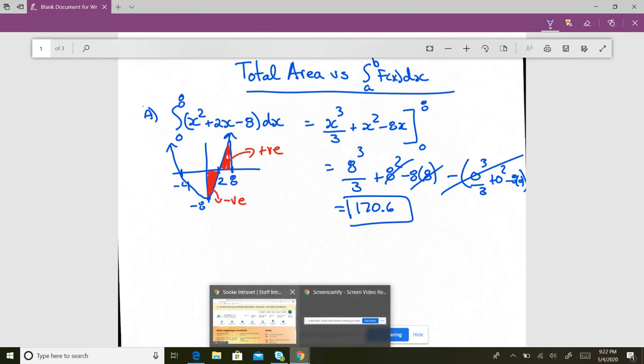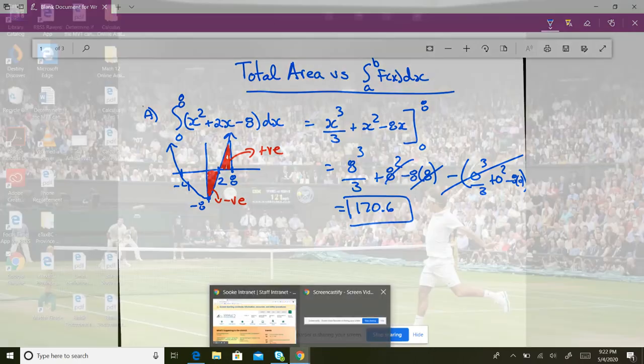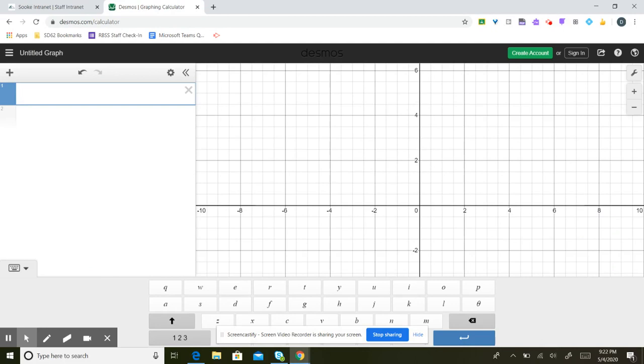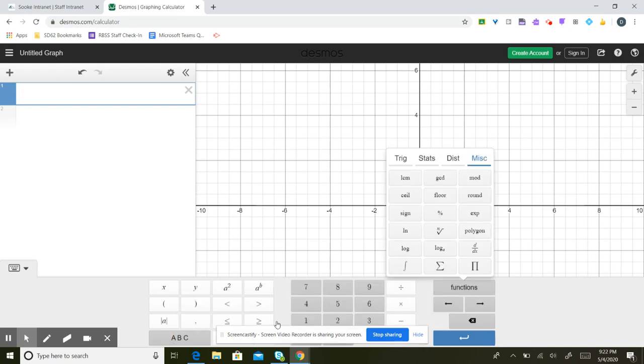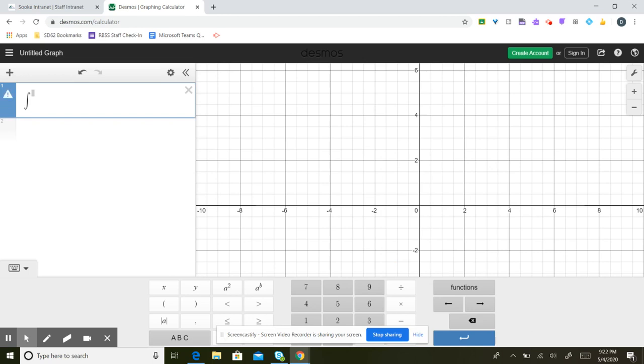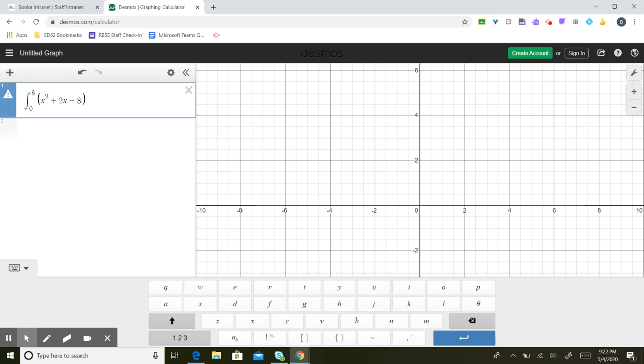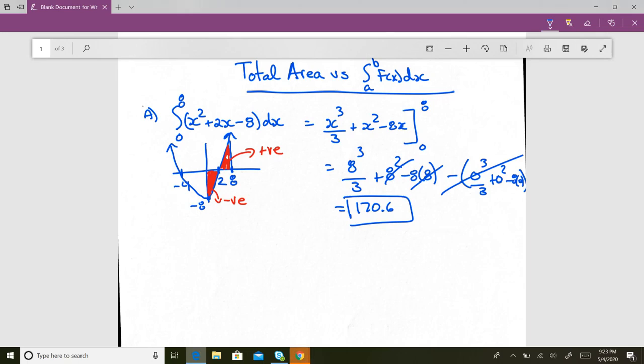I think this is a good tool to have. So if you go to Desmos and you enter your function, so go to functions, select integral. You can enter your upper and lower bounds. So 0 to 8. Enter your function, put it in brackets. X squared plus 2x minus 8. Close the bracket. And this is the key. Go to the letters here, enter dx, and it will give you your answer, 170.6 repeating. Okay? So that's just like all the other integrals that we have done. All right? Straightforward.